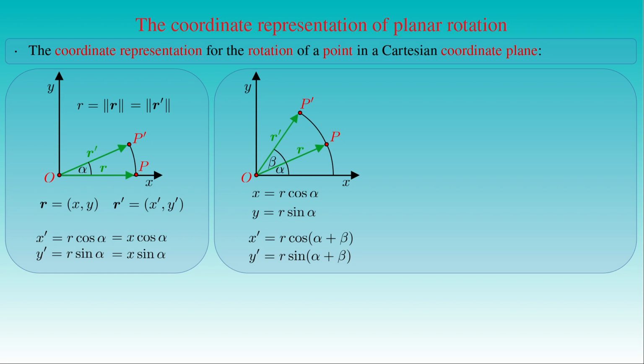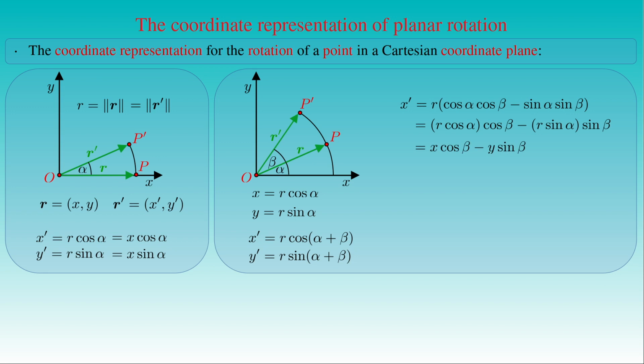The coordinate x' can be written as r times the difference between cosine alpha times cosine beta and sine alpha times sine beta. If we expand the brackets in the right-hand side of the equation, then we obtain r times cosine alpha times cosine beta, minus r times sine alpha times sine beta. By substituting the coordinates x and y of the point P into the products, we can write the coordinate x' as x times cosine beta minus y times sine beta.